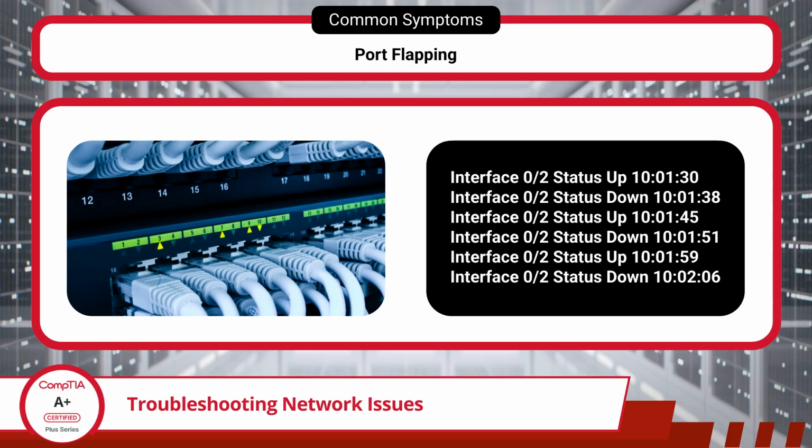Next, we have port flapping. Port flapping refers to a network issue where a port on a network device, such as a switch or router, rapidly alternates between the up and down states. This continuous fluctuation between up and down states, which is essentially the interface turning on and off, disrupts network connectivity. Port flapping typically occurs due to problems with the physical connection, such as a faulty cable or connector, or issues with the network interface card.